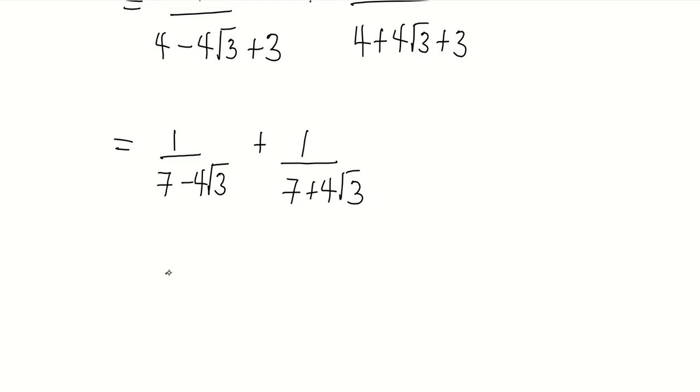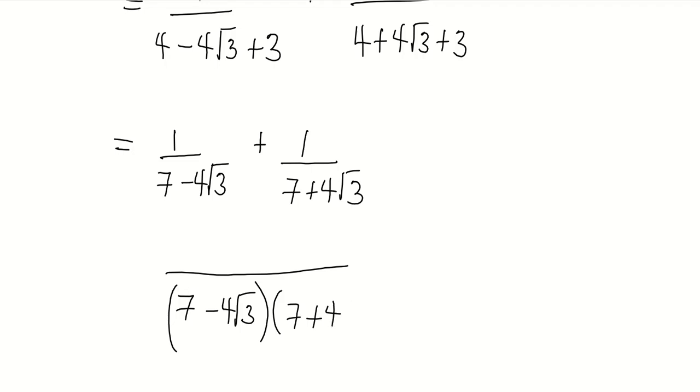So it means our LCM now becomes 7 minus 4 square root of 3 multiplied by 7 plus 4 square root of 3. Now we can see that this 7 minus 4 square root of 3 goes into 7 minus 4 square root of 3, 1, and then we are left with 7 plus 4 square root of 3, which multiplies the numerator 1 here. We are going to get back our 7 plus 4 square root of 3.